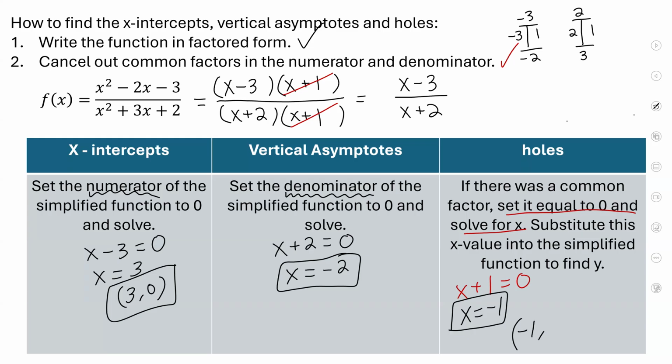Let's continue reading the instructions. Substitute this x value that we just found into the simplified function to find y. So guys, this is the simplified function right here. I'm going to take away these x's and substitute in my -1. Let's evaluate. -1 minus 3 is -4. -1 plus 2 is 1. This is just -4. So that is the y value of my hole.